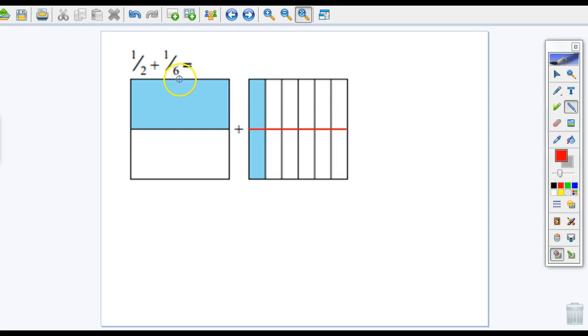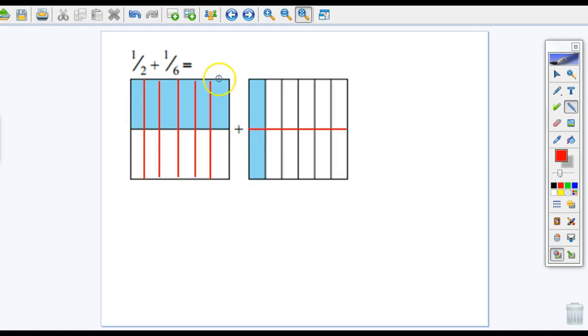Let's see if we divide it in half first. And divided this into thirds. Your pictures don't have to be as perfect, but I do want you to try to divide them on your own.